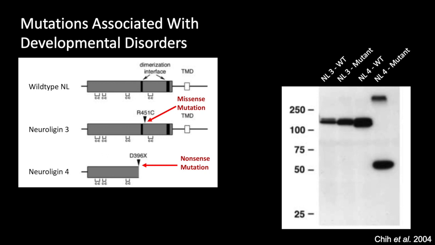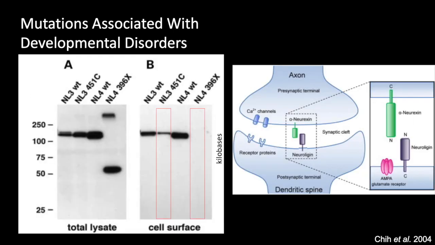The wild type of both neuroligin proteins has a molecular weight of about 130 kilodaltons. The point mutation in neuroligin 3 produces a protein of correct length, just with a cysteine replacing its typical arginine. On the other hand, the nonsense mutation in neuroligin 4 results in a truncated protein of only 60 kilodaltons. Both of these mutations impair synapse formation due to intracellular retention of neuroligin in the ER, preventing proper function of the synapse.